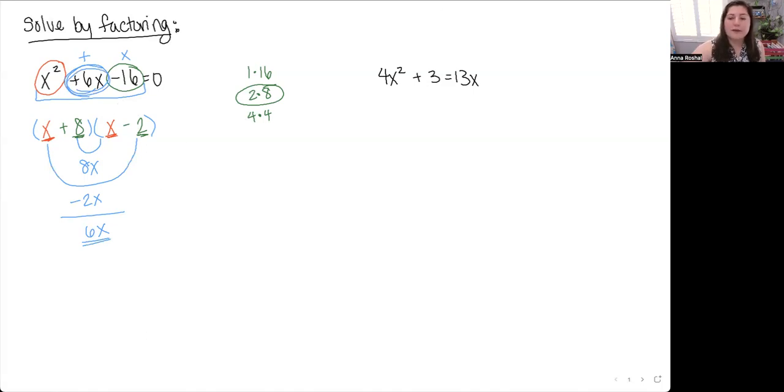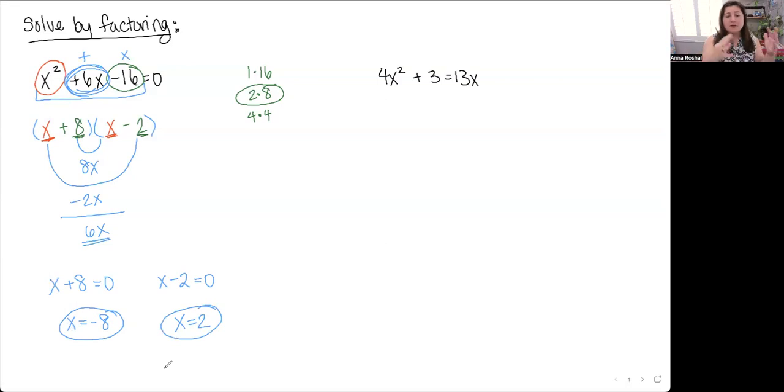And so when we're being asked to solve by factoring, we then go in and say, okay, so now I know these 2 are properly factored. I'm going to have x plus 8 equals 0, x minus 2 equals 0. I'm going to subtract 8 from both sides and end up with x is -8. And I'm going to add 2 and end up with x is +2. And that's all I would do in order to solve this.